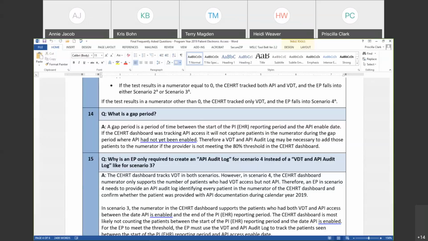Therefore, a VDT and API audit log may be necessary to add those patients to the numerator if the provider is not meeting the 80% threshold in the Cert dashboard.